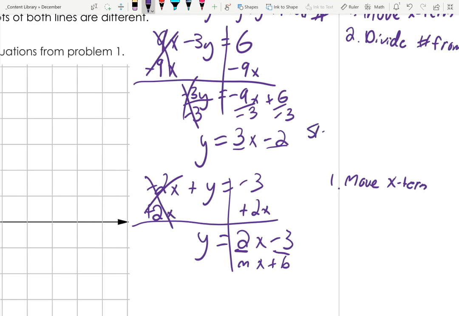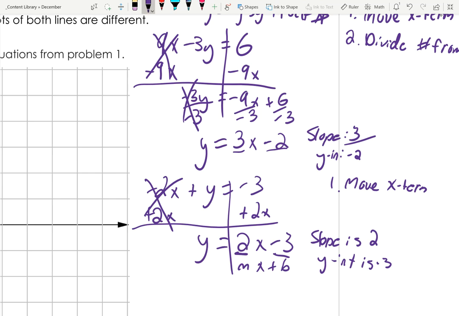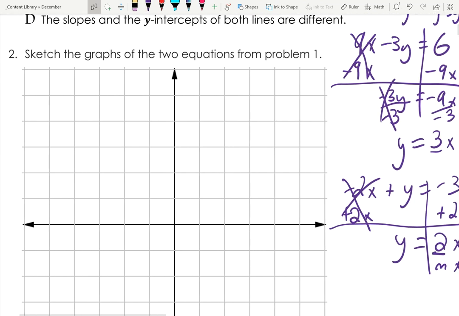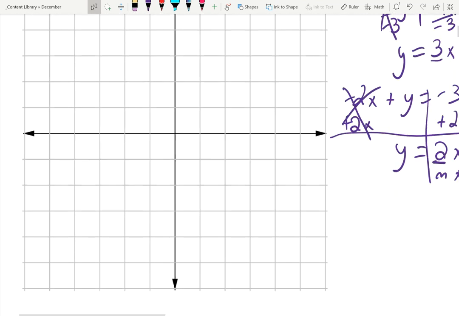So on the first one, the slope was 3. The y-intercept was -2. On this one, the slope is 2. The y-intercept is -3. Now, in this case, both of my equations have different slopes, right? Slope of 3 in the first one, slope of 2 in the second one. So different slopes, and the y-intercept are different as well. We have -2 in the first equation. We have -3 in the second equation. So the slope and y-intercept are both different. So in this case, we'd be talking about answer choice D would be the correct answer.